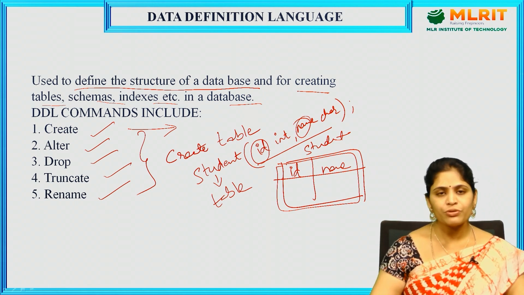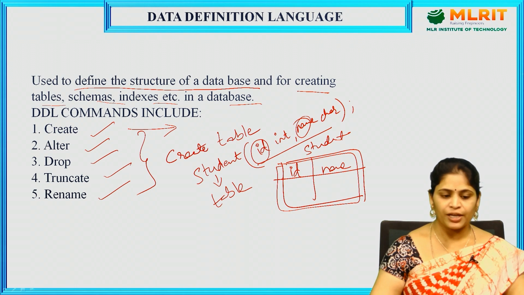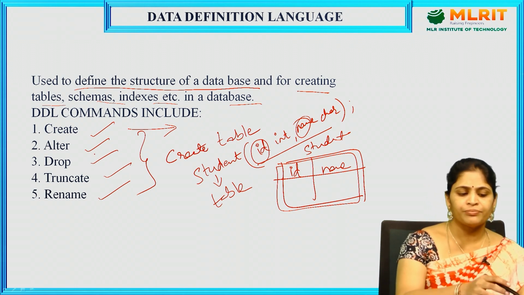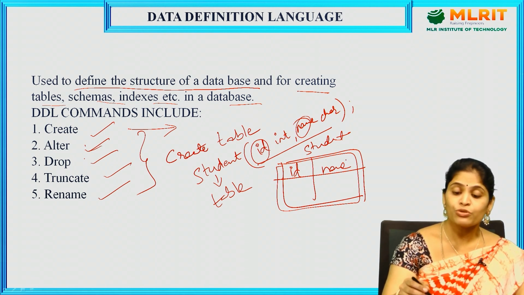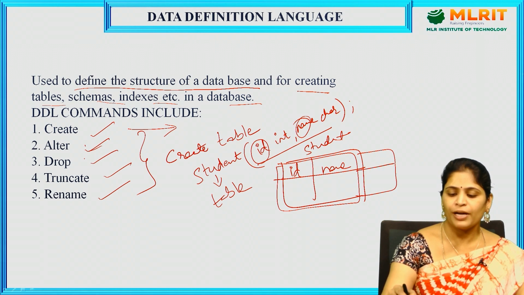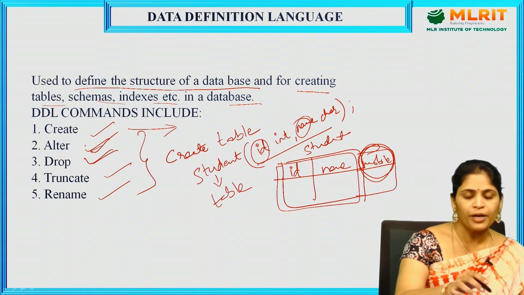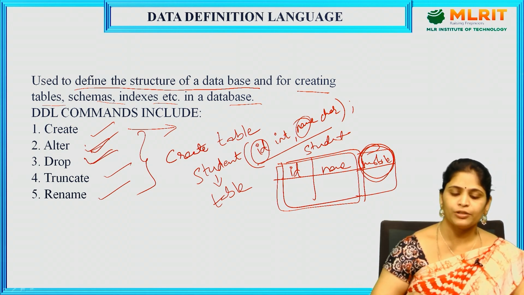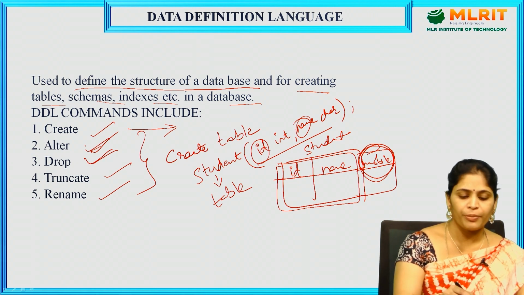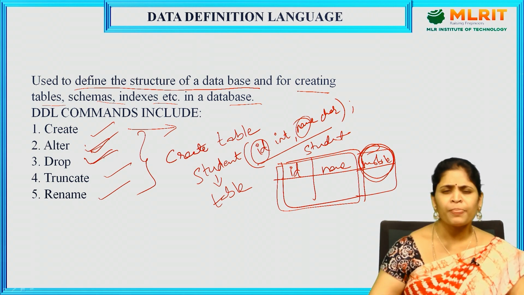In this manner we use different kinds of commands to create a database, just like alter. The alter command is used to modify the columns. If I want to add one more column, for example mobile number, this is possible by using the alter command, right. Next, drop. If we want to delete a table, then we use the drop command: drop table, table name, that is the syntax. Anyway, we will go through these concepts thoroughly while doing the lab sessions.